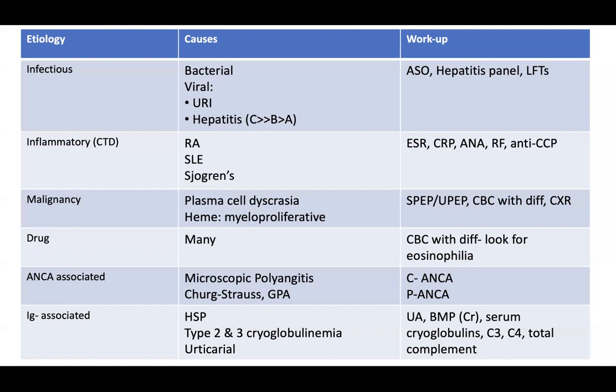And you'll want to get a UA. You'll want to get blood chemistries, including creatinine, to assess for renal function. Serum cryoglobulins such as C3, C4, total complement. So you'll want to at least order separately cryoglobulins and then complement panel as well.